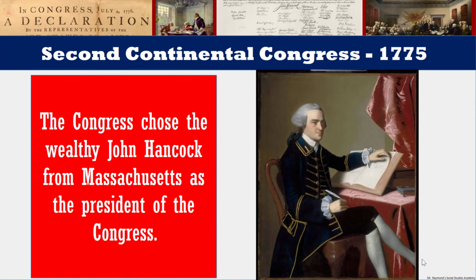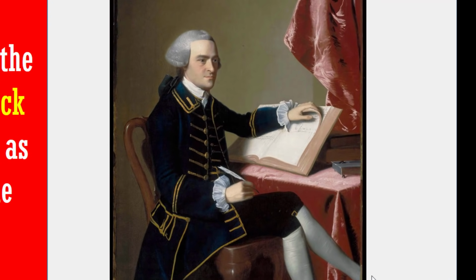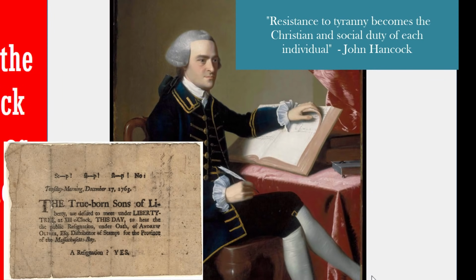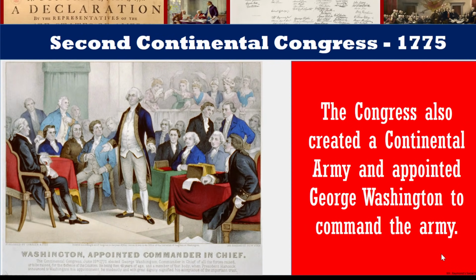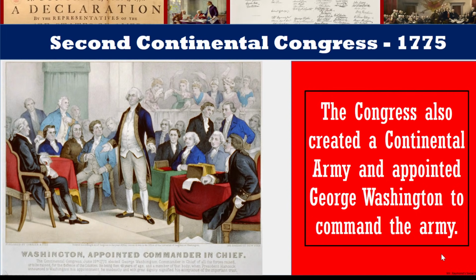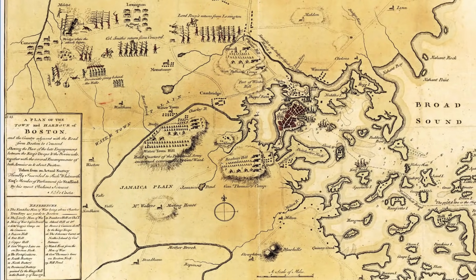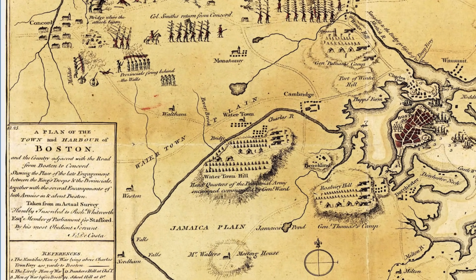They started by choosing John Hancock from Massachusetts as the president of the Congress. Hancock was a wealthy merchant from Boston who had funded the Sons of Liberty and had been an outspoken advocate against British injustices. The Congress also created a Continental Army and unanimously chose the hero of the French and Indian War, George Washington, to be the commander of this newly formed Continental Army. So Washington rushed off to Boston right away to take control of the troops surrounding the city.